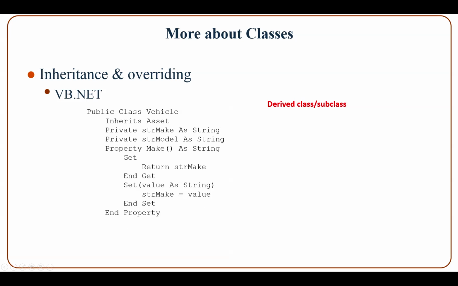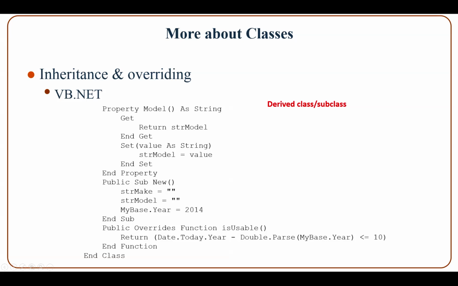As you can see here, later on you have a class, namely Vehicle, and it is a derived class or subclass. It Inherits Asset, and it has a function IsUsable, which overrides the same function in the superclass or the base class.